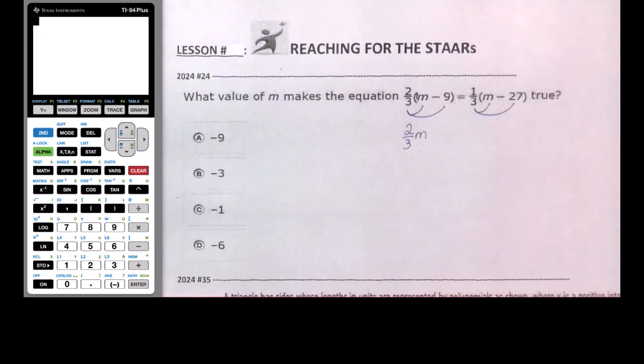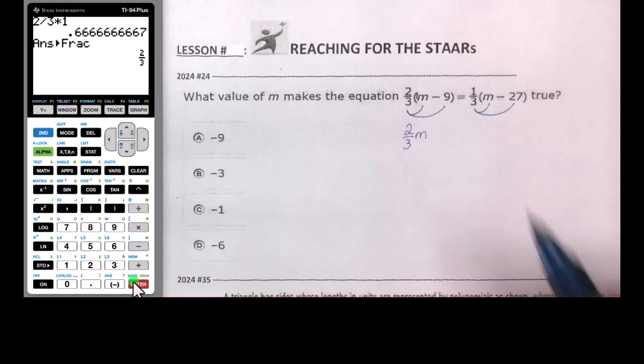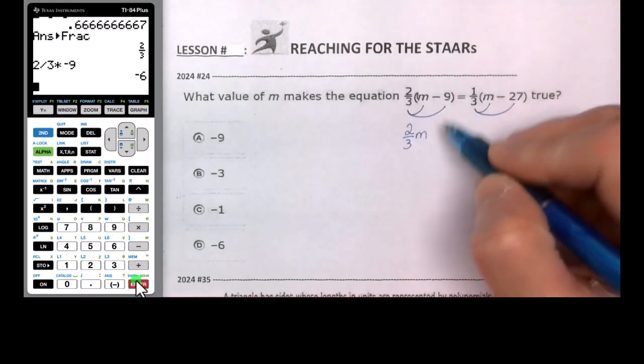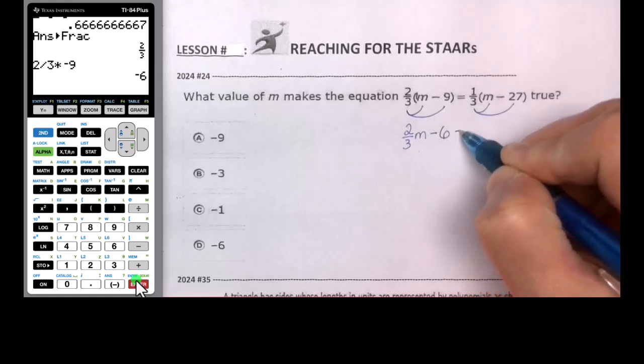Please notice, if I put in the calculator, I'm going to put 2 divided by 3 times 1. I get a decimal, so I'm going to change back to a fraction by pressing math, enter, enter. So then it gives me 2/3. Now I'm going to do 2 divided by 3 times -9. Press enter. This one, 2/3 times -9, I get -6.